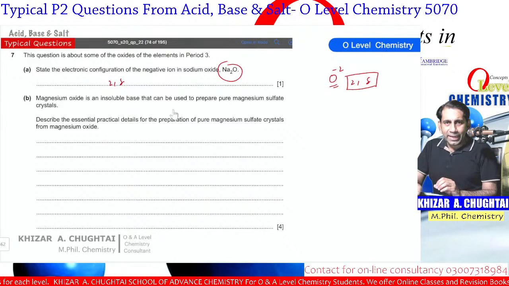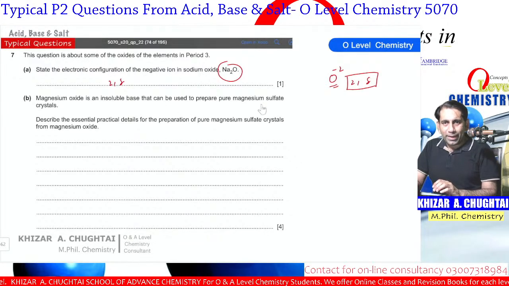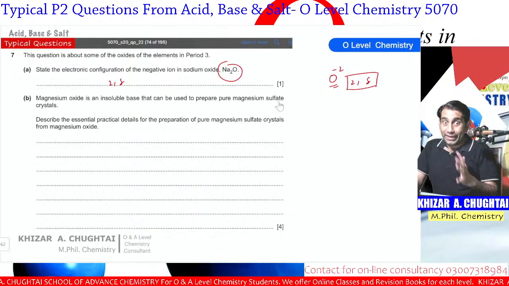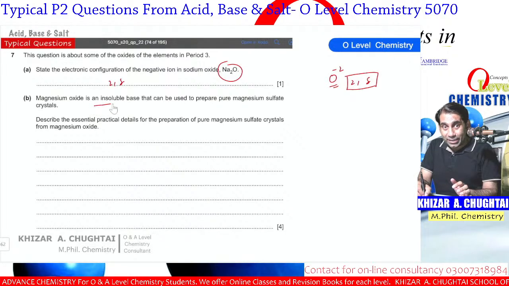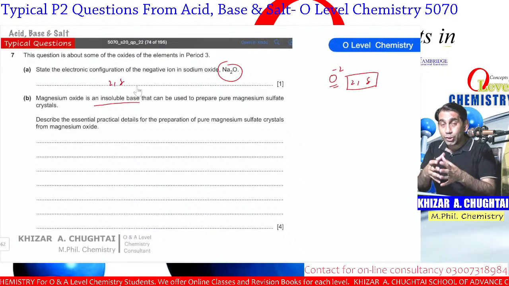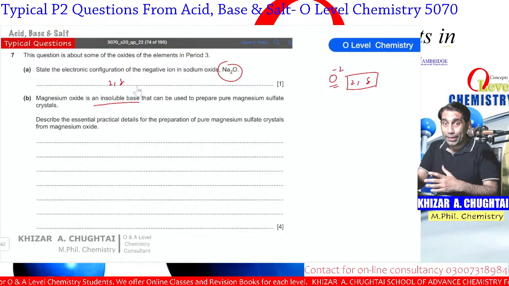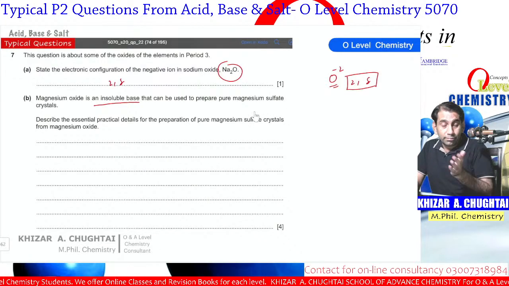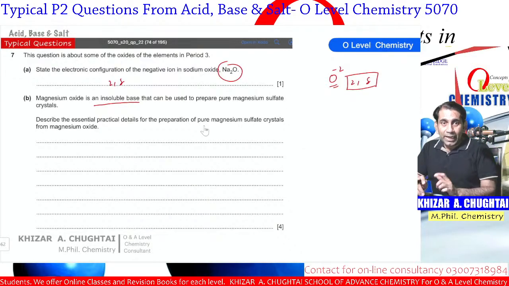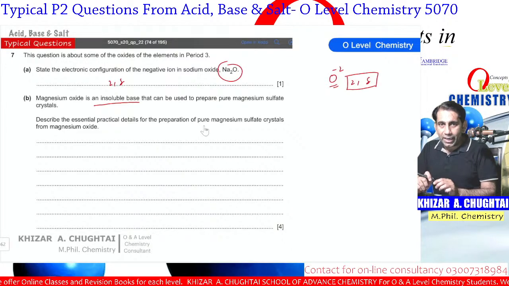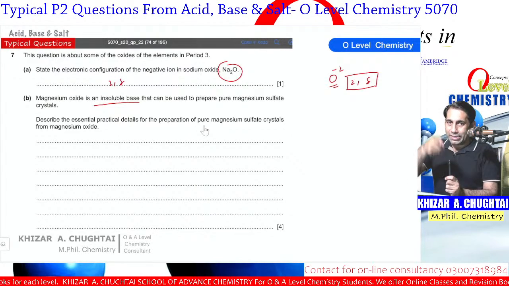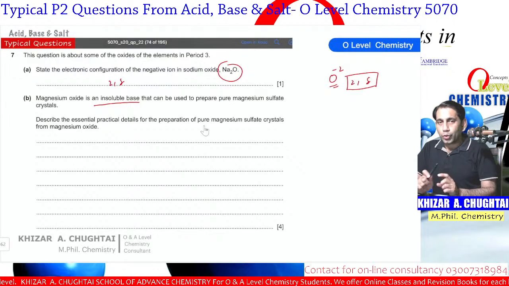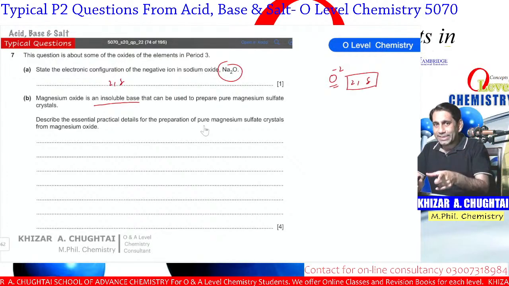Magnesium oxide is an insoluble base that can be used to prepare magnesium sulfate crystals. Once again, as I told you, now he is saying that this is an insoluble base, and he is going to use it to prepare magnesium sulfate from this base. Describe essential practical detail of the preparation of pure magnesium sulfate crystal from magnesium oxide. Once again, it's an insoluble base, so it will be used in excess with the acid.